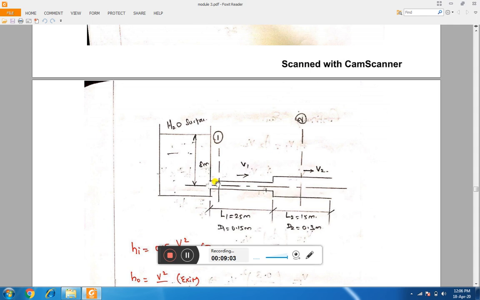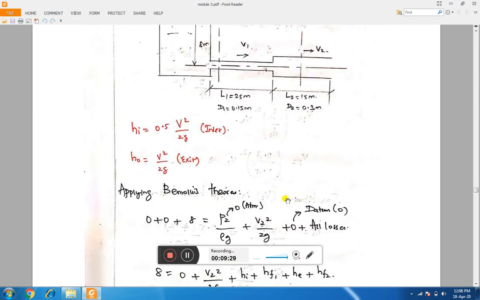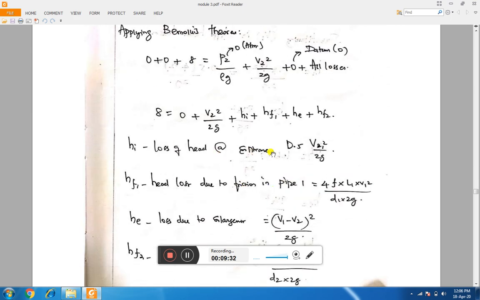See, we have two things here, one is section 1 and section 2, another thing is pipe 1 and pipe 2. Section 1 and 2 is clear, section 1 is in this line, section 2 is here. And what are these pipes? Pipe 1 has a diameter of 0.15 meter and a length of 25 meter, and likewise length and diameter for pipe 2. Velocity V1 is the velocity at pipe 1, V2 is the velocity at pipe 2. Now Hi is loss of head due to entrance, which is 0.5 V1 square by 2g.